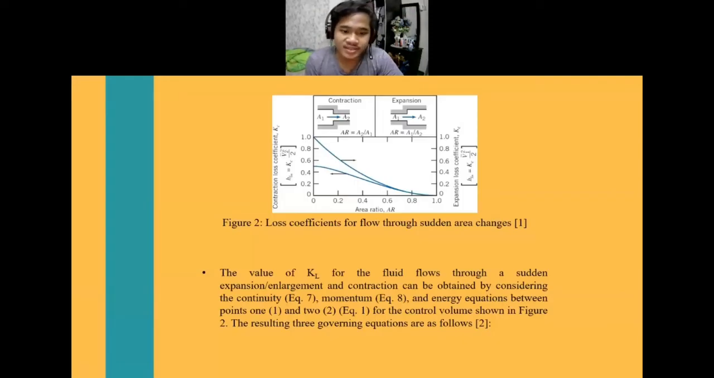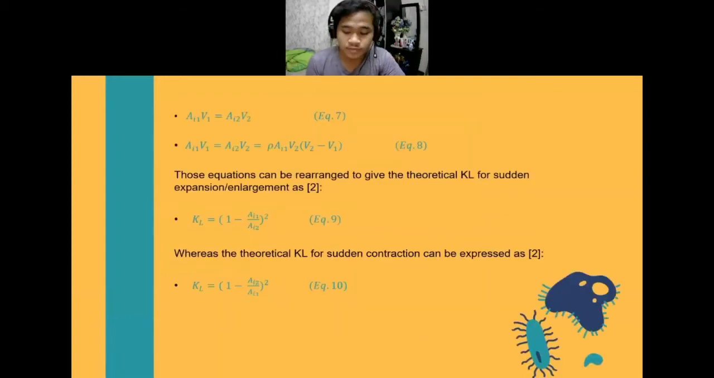Move on to the next slide. Figure 2 shows the loss coefficient for flow through sudden area change. The value of KL for the fluid flow through a sudden expansion or enlargement and contraction can be obtained by considering the continuity in equation 7, momentum in equation 8, and the energy equation between point 1 and point 2 in equation 1 for the flow control volume shown in figure 2.